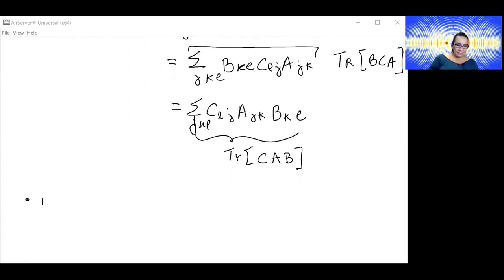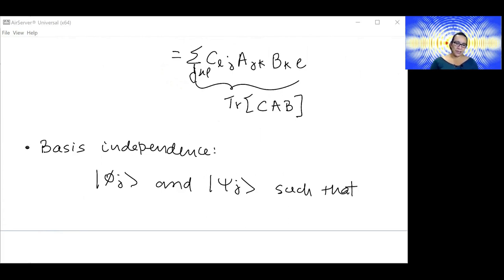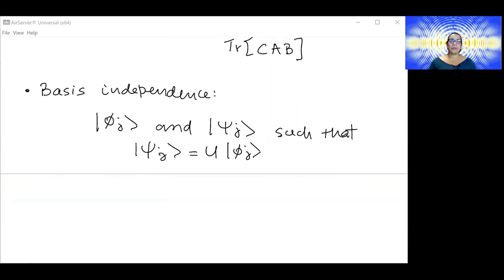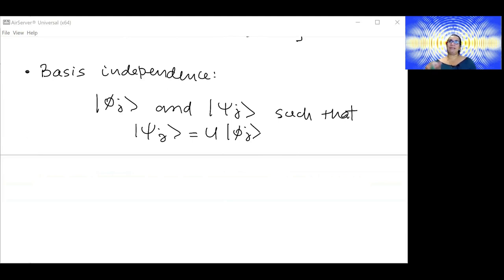And with regard to basis independence, what we need to do is consider two orthonormal bases. So they're going to be phi j and psi j, such that they are connected by a unitary transformation U. So I can say that psi j is equal to U phi j. Meaning then that I can write the trace of A, which is an arbitrary operator, with regard to phi, and then I can do a transformation and write it with regard to psi and connect each other.